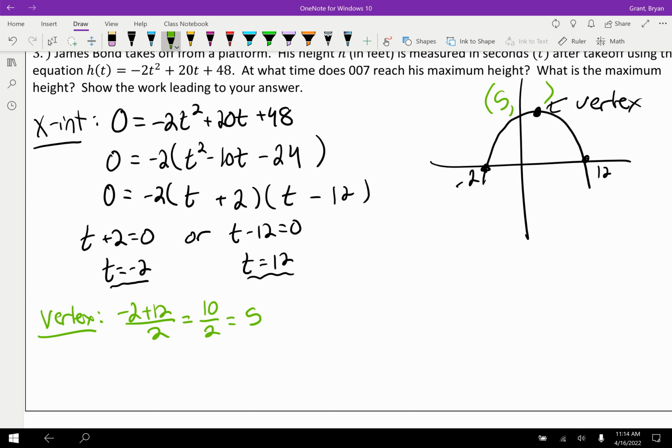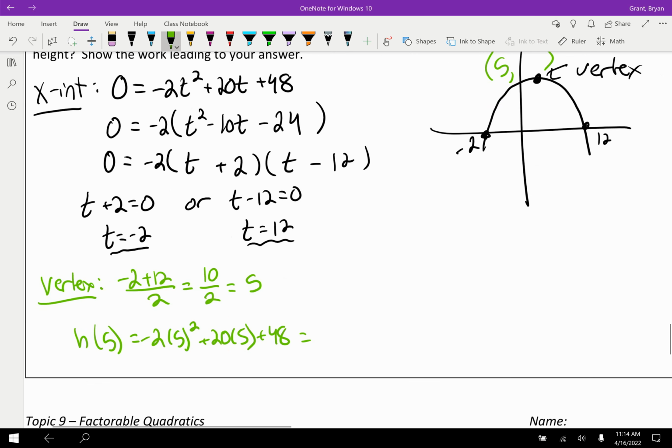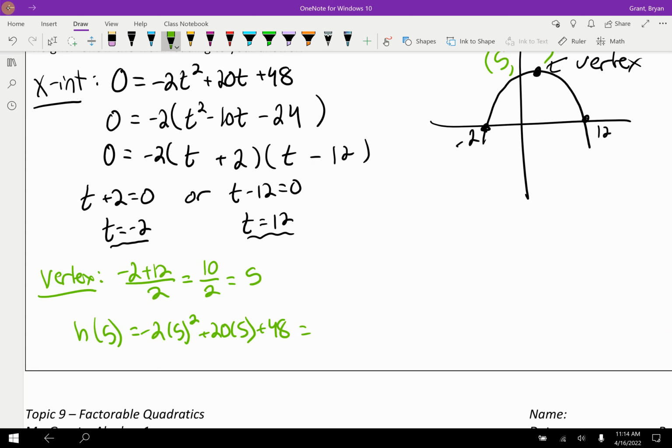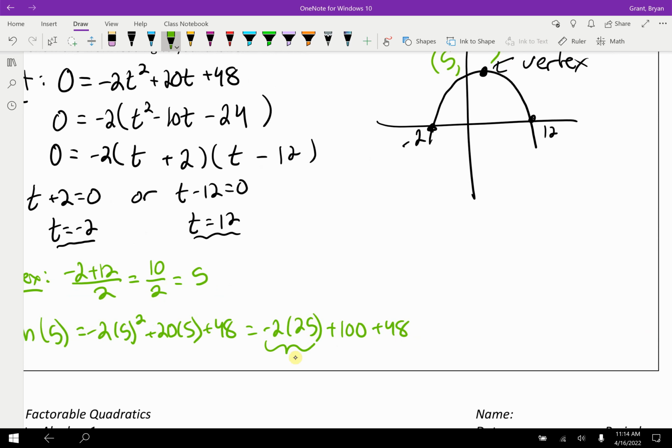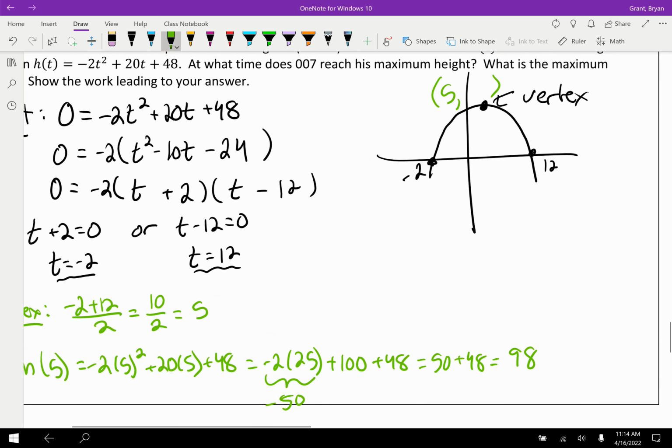What's the something? Well, we just need to substitute 5 into our equation. h of 5 equals negative 2 times 5 squared plus 20 times 5 plus 48. And then you can either do mental math, do it on your calculator, whatever's best for you. I see negative 2 times 25 plus 100 plus 48. This is negative 50, and I know 100 minus 50 is 50, so it's 50 plus 48, so I'm seeing 98 as a final answer. This means then that my vertex is 5, 98.